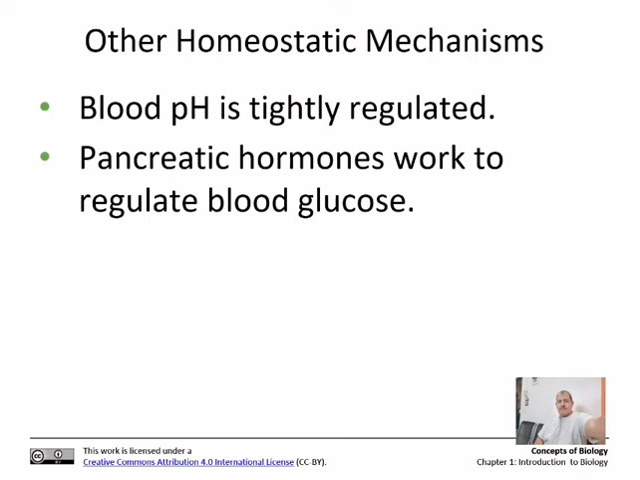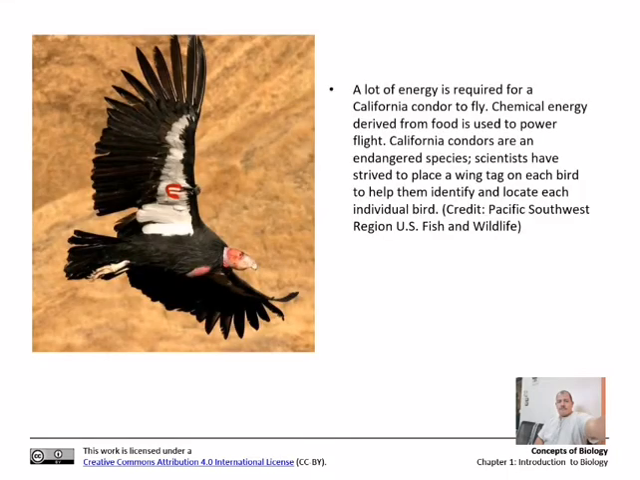Other homeostasis mechanisms: blood pH is tightly regulated. Pancreatic hormones work to regulate blood glucose. A lot of energy is required for a California condor to fly. Chemical energy derived from food is used to power flight. California condors are an endangered species. Scientists have strived to place a wing tag on each bird to help them identify and locate each individual bird.